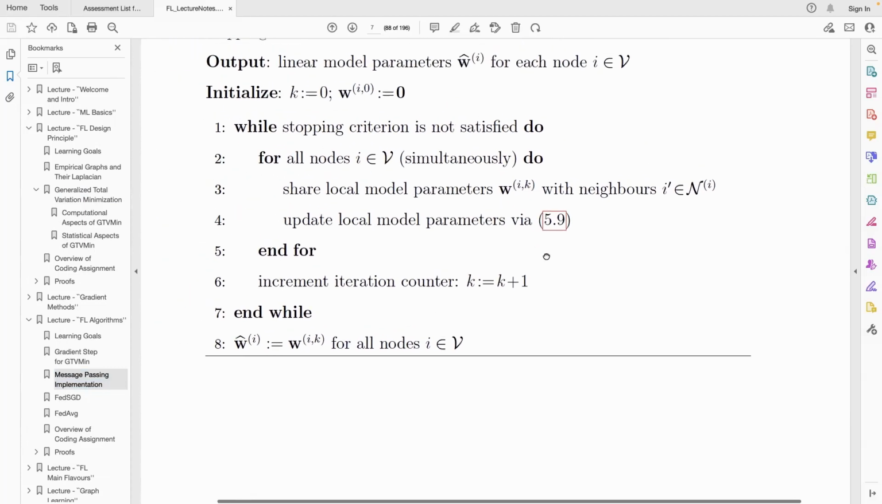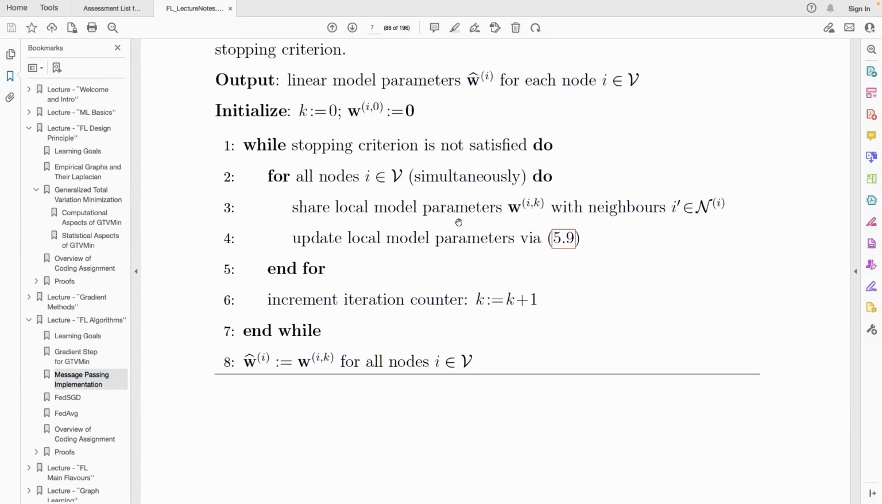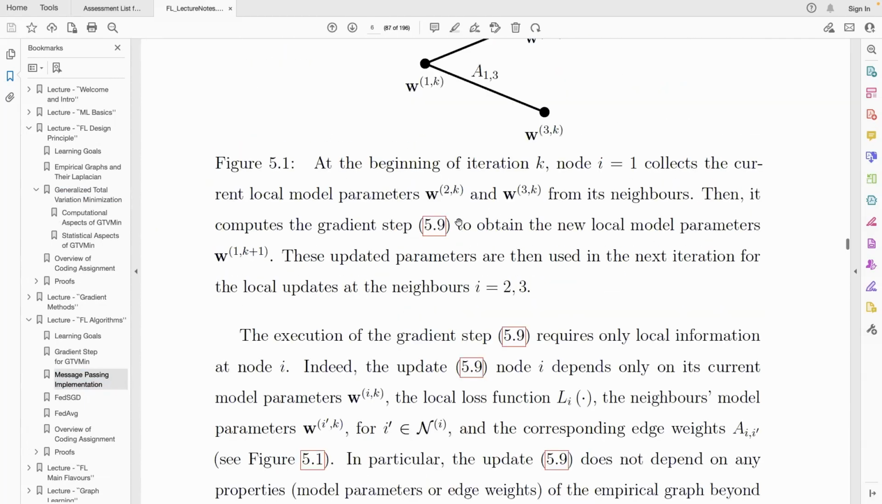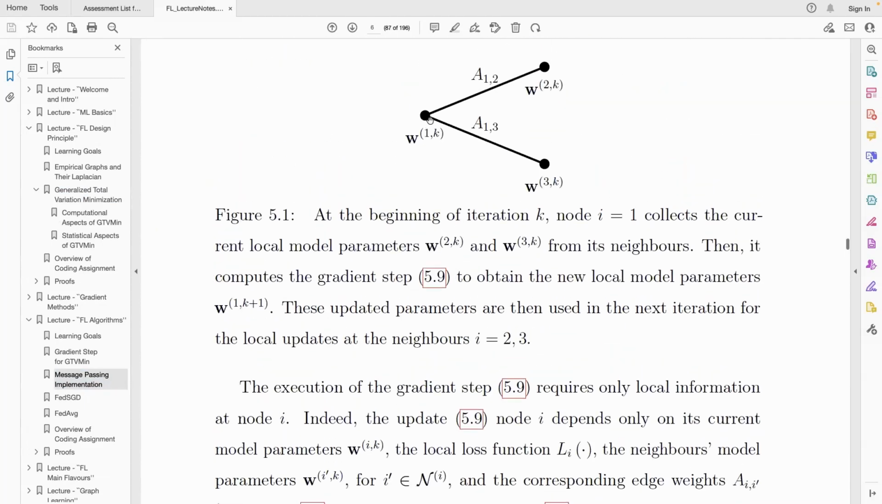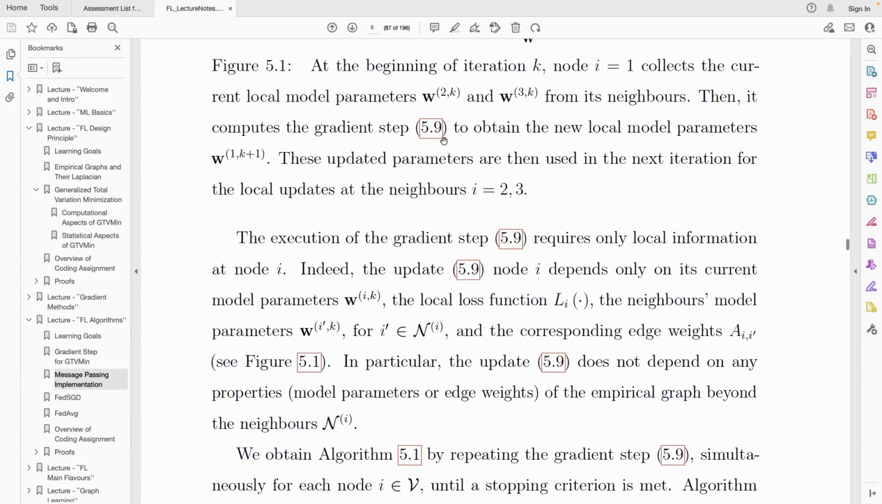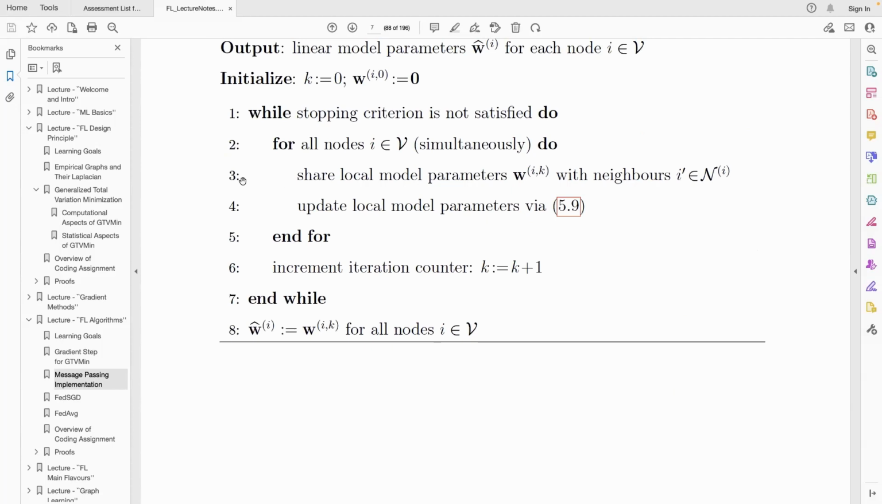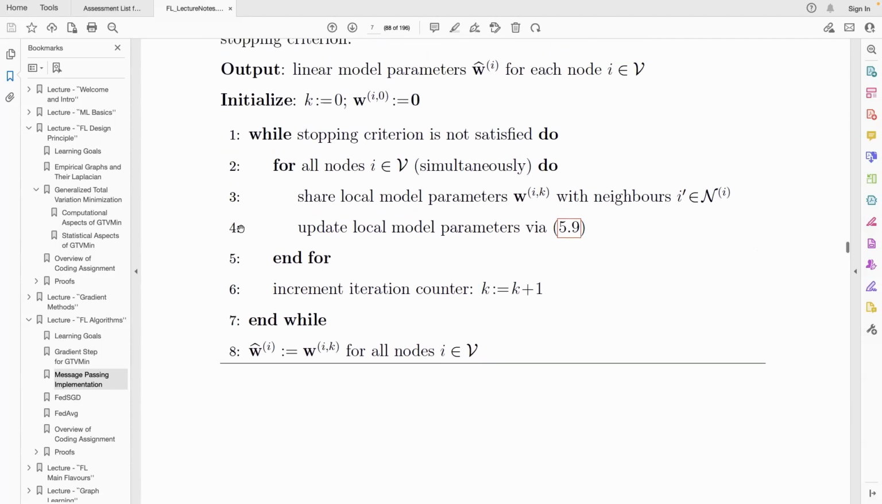I mentioned that what is nice about this gradient descent application to GTV minimization is that you can execute it as a message passing algorithm. At each iteration, each node, here for example one node, gets the current model parameters from the neighbors, updates its local parameter, and then sends back the updated model parameters to its neighbors. But one nitty-gritty detail that can have profound impact in practice is that step 3 here and step 4 have to be done simultaneously.